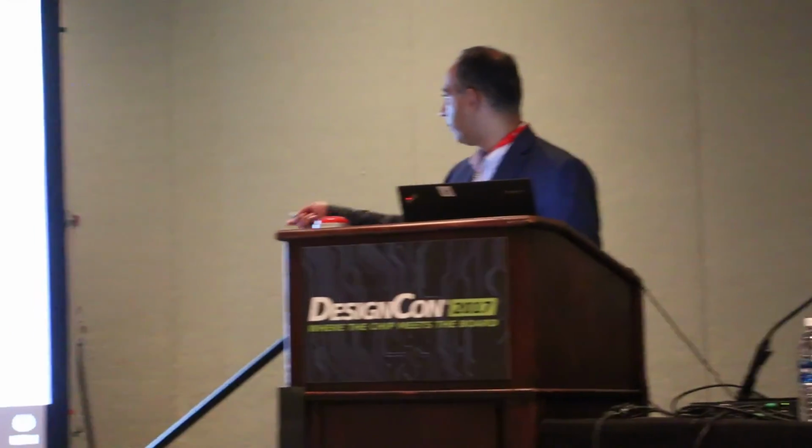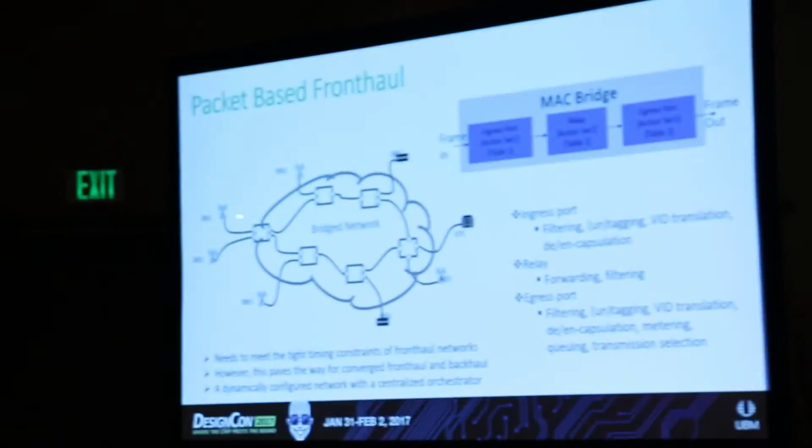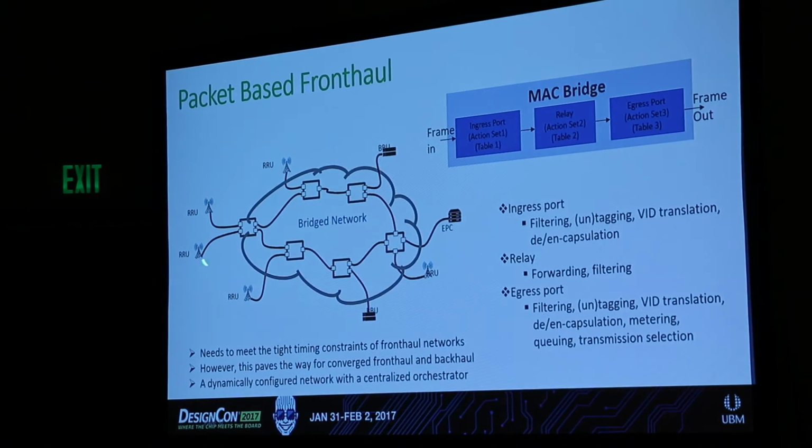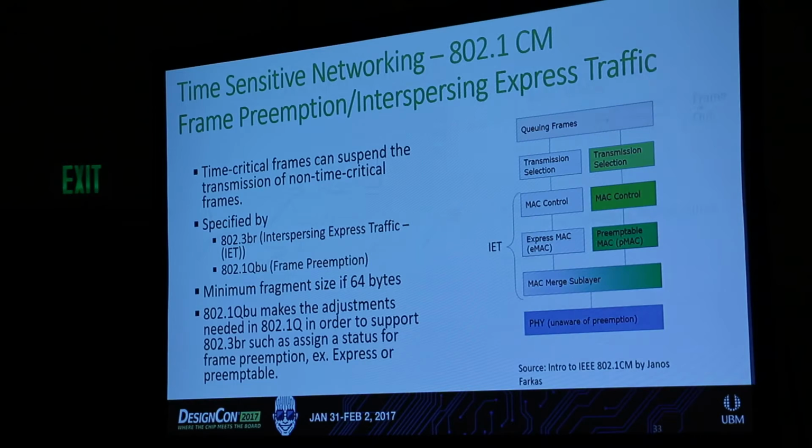So this is just a big picture of the packet-based front haul with the remote radio unit, the signals that are close to the antenna sitting there. And then you could have the baseband unit here, and then the packet core as part of this overall bridged unit. And now you have Ethernet switches all the way through, dynamically being configured to route traffic in the best way.